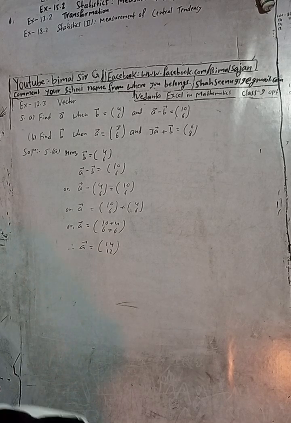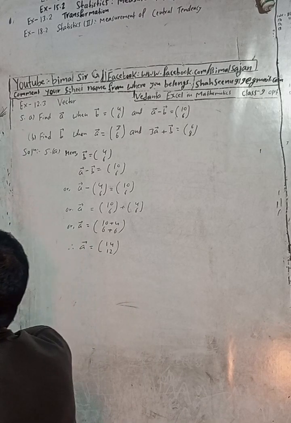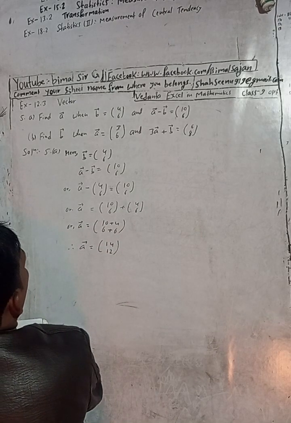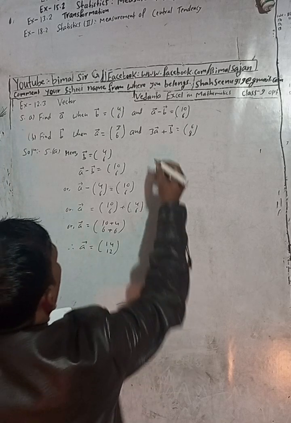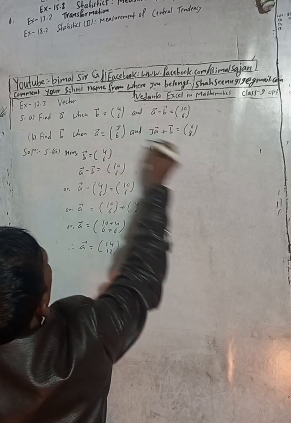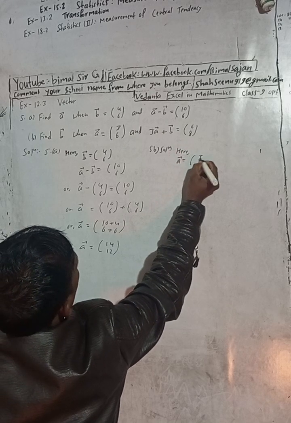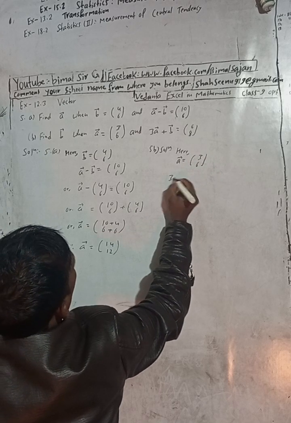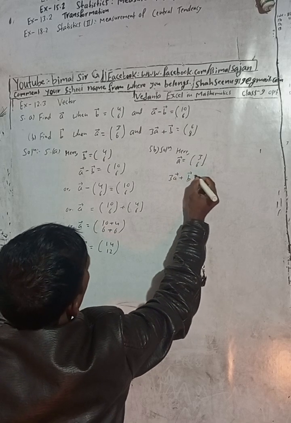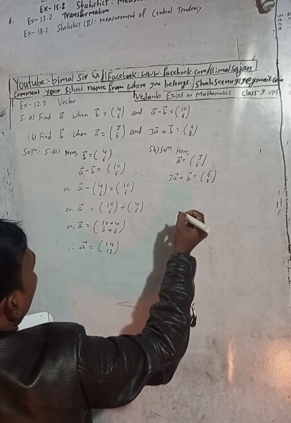Now, b number. I can solve it here also. Now, 5b solution. Here is given A vector is equal to 3, 6 and 3A vector plus B vector is equal to 6, 8.